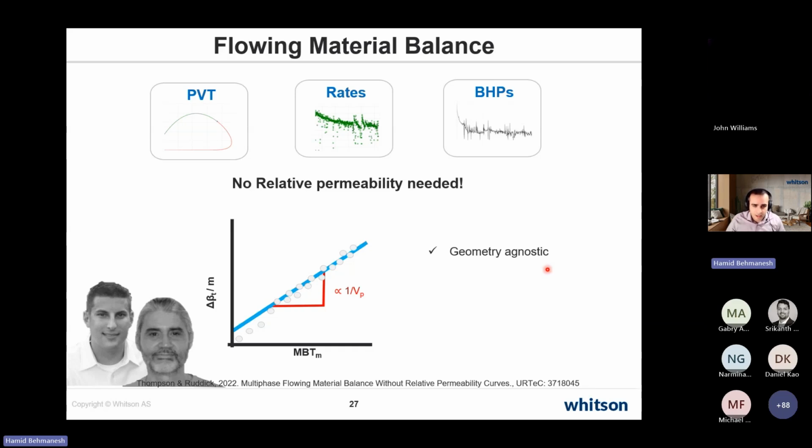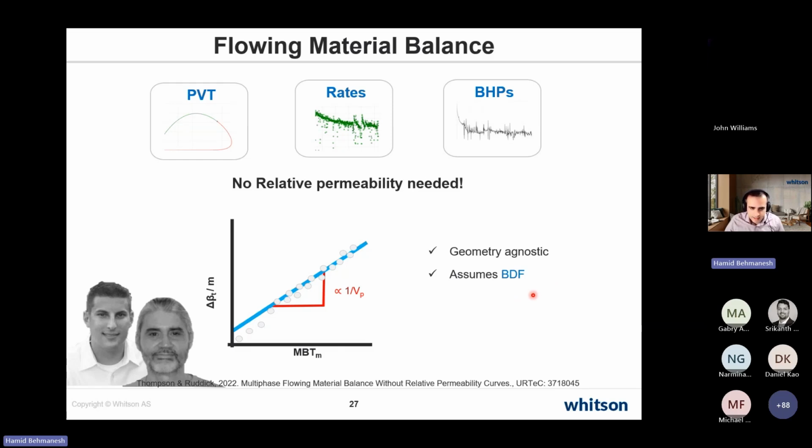Another important piece of information about FMB is that it is geometrically agnostic. So it doesn't matter if you have a vertical well, horizontal well, or multi-frac horizontal well. It doesn't matter. It only treats the data as if it's producing from a tank. So the geometry of the wellbore doesn't matter.